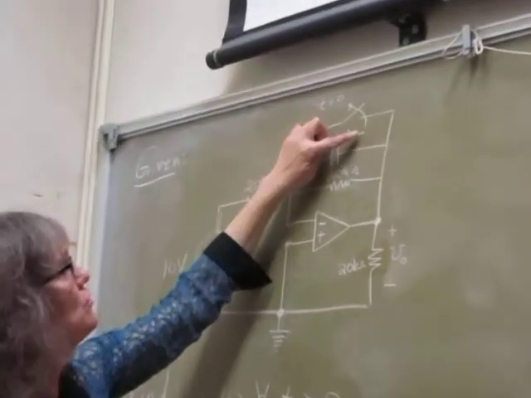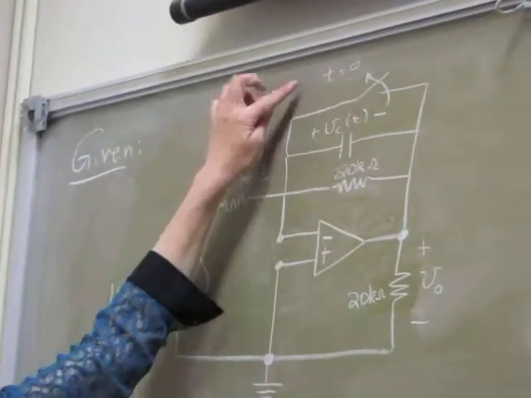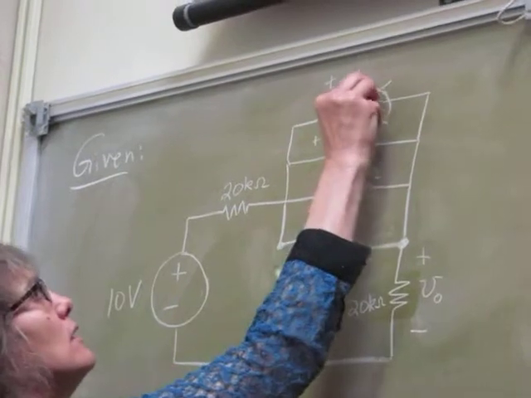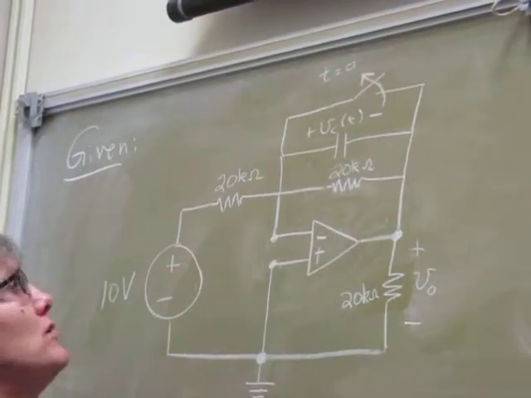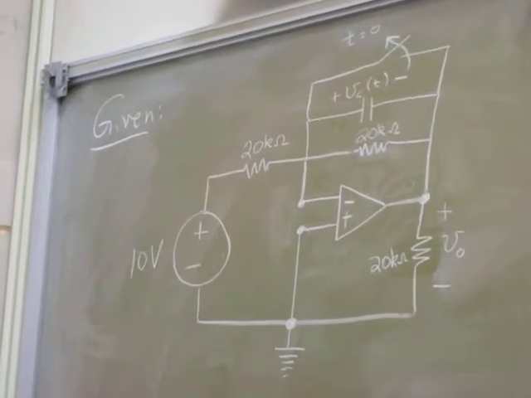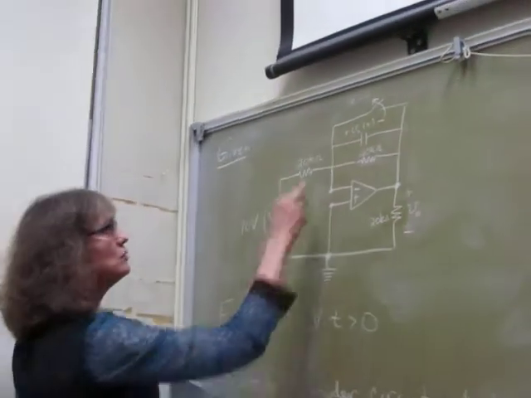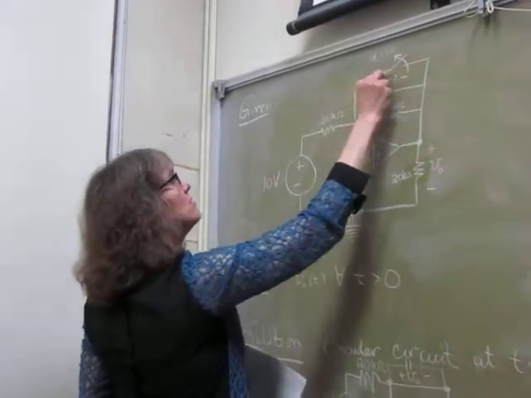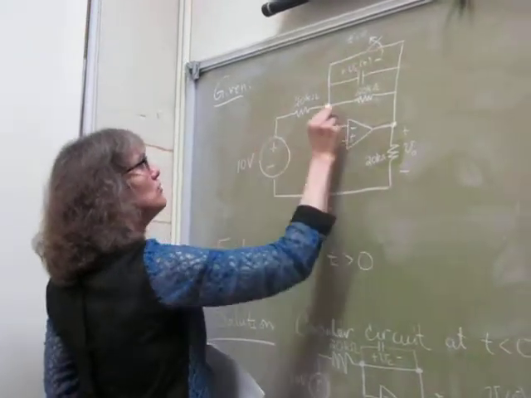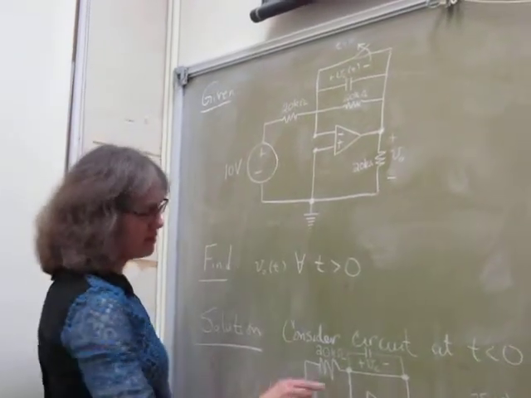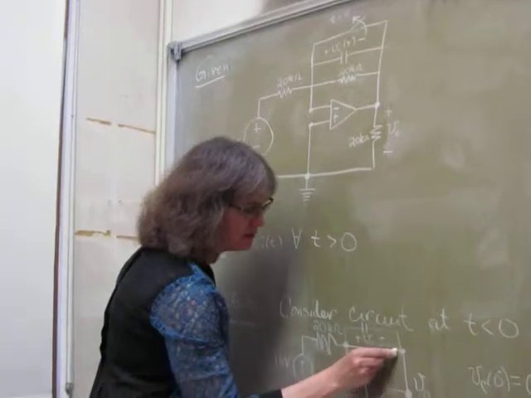It's going to be closed, and then at t equals 0 it opens. That's like the meaning of this arrow right here. It opens when t equals 0. So that means it's closed before t equals 0. So if it's closed before t equals 0, look at it. This, as closed, is in parallel with this resistor. That makes that resistor a short.